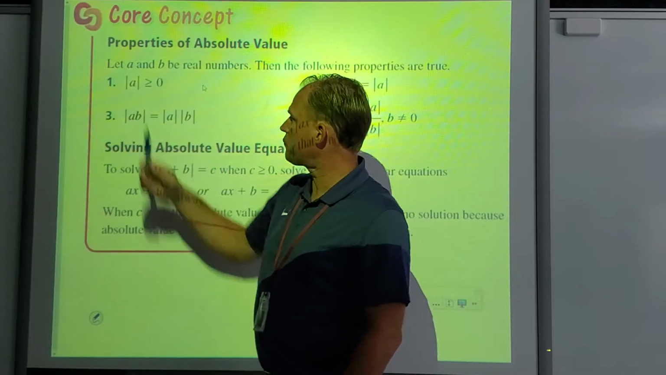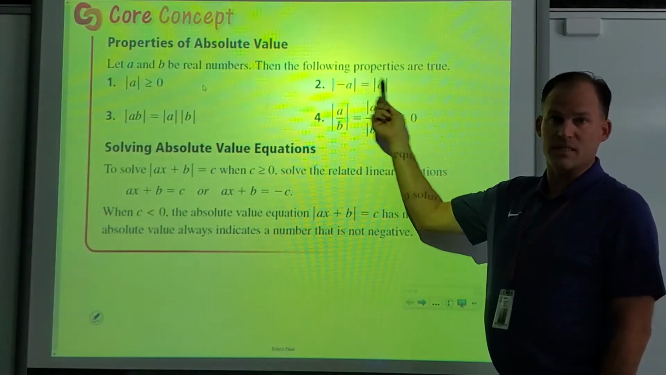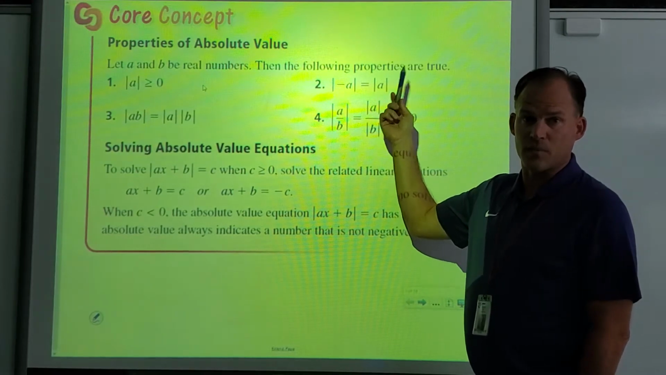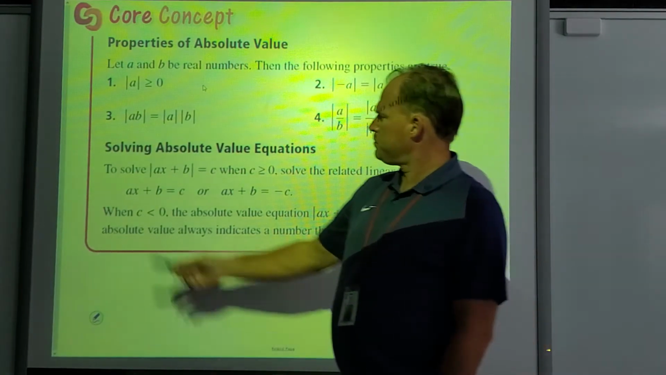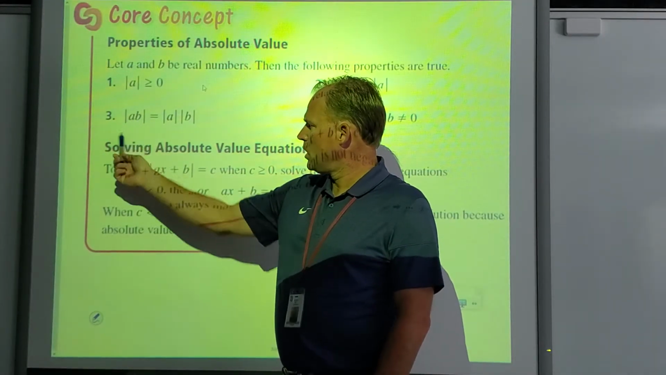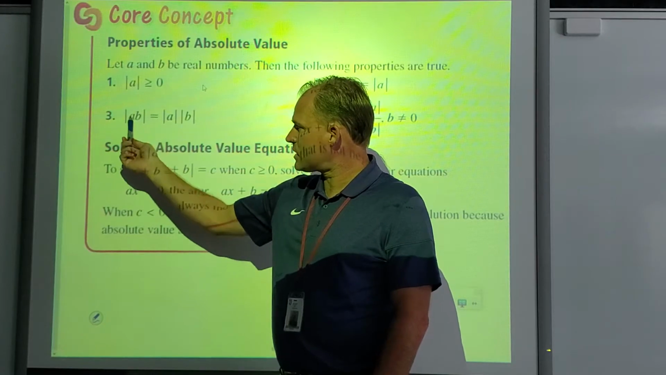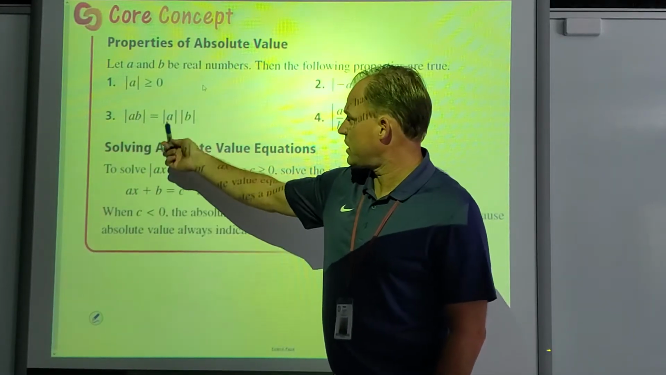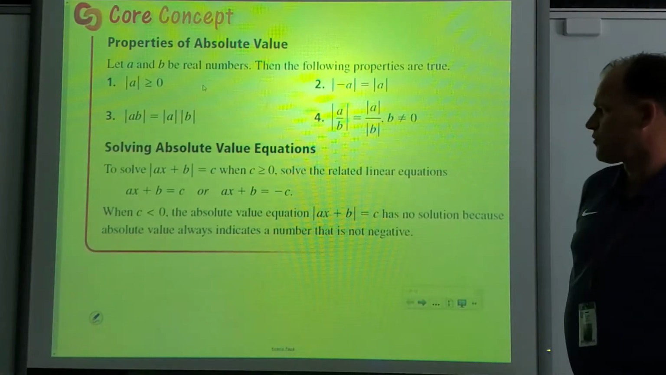Again, there's nothing out front here. The absolute value of a negative number is the same as the absolute value of a positive number, assuming there's nothing else out front. If I multiply two numbers inside an absolute value, that's the same as having each one in their own absolute value. Same thing goes for division.